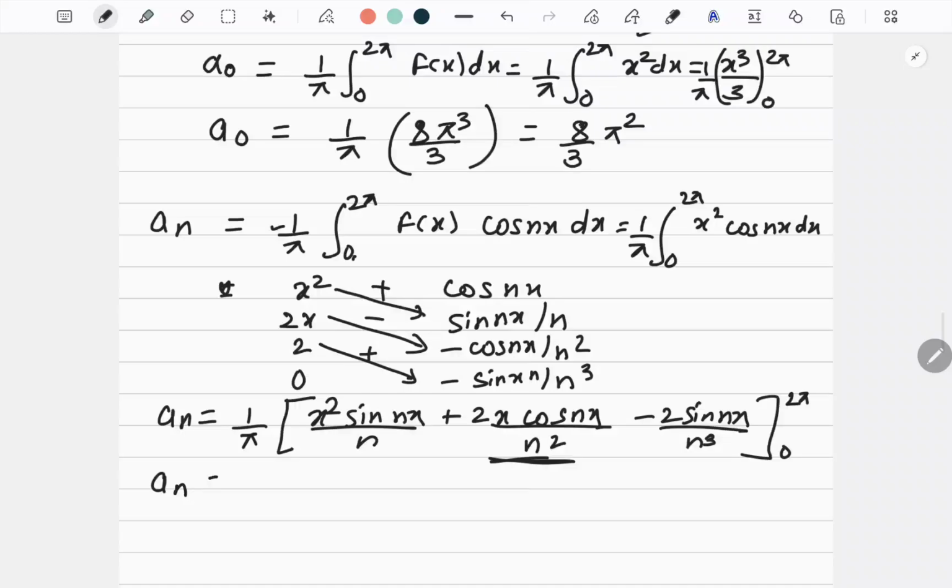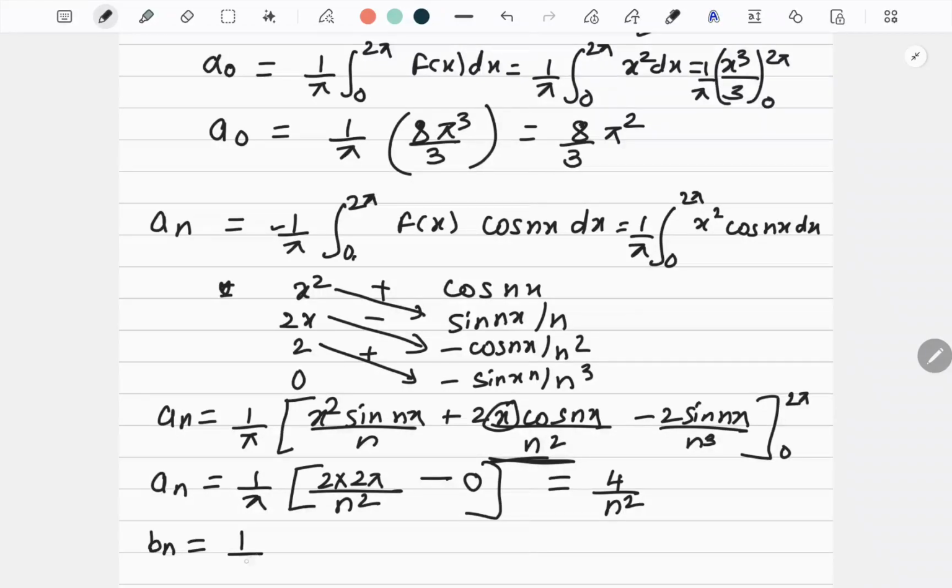So an is equal to 1 by pi. Put the limit, so 2 into 2 pi upon n square. Cos 2n pi is what? I told you cos n pi is minus 1 to the power n, and cos 2n pi, the even number, makes it plus 1. So that becomes plus 1. Minus lower limit, and lower limit means 0, but because of this 0, it will become completely 0. So what is the value I am getting? 4 by n square.